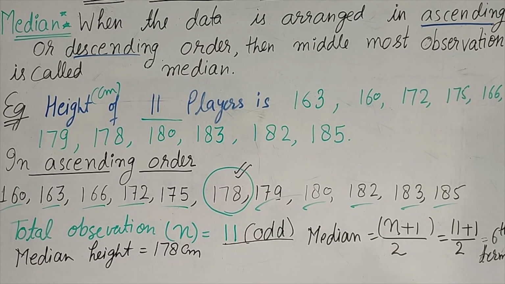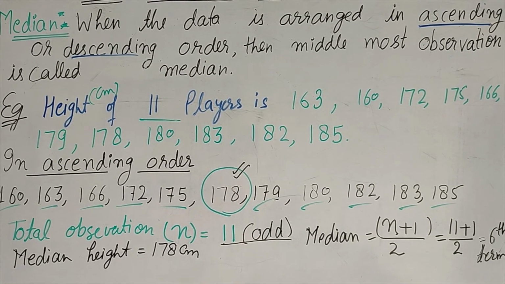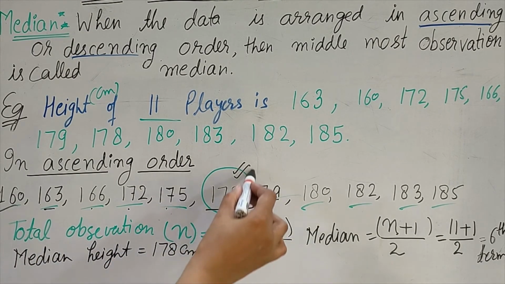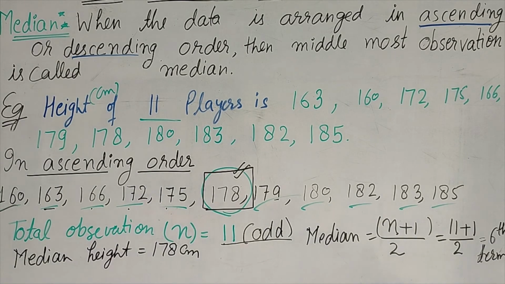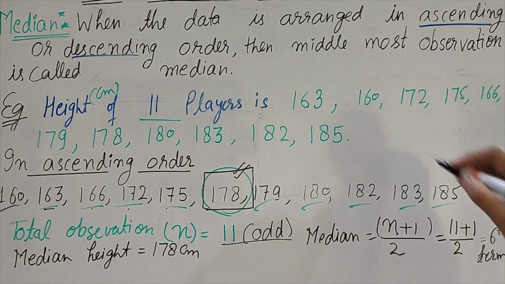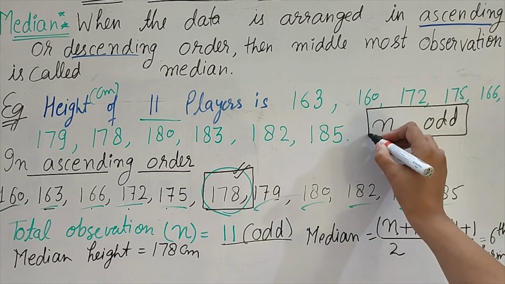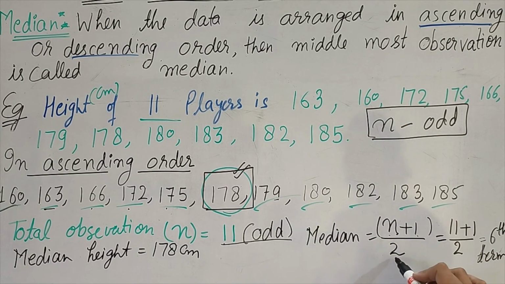Now you can count the terms from the given observation: 1, 2, 3, 4, 5, 6th term. Okay, so further we will remember this formula. If n is odd, that is, an odd number of terms are given, then clearly the (n plus 1) upon 2th term. First calculate this number and then we will take this term as the median.